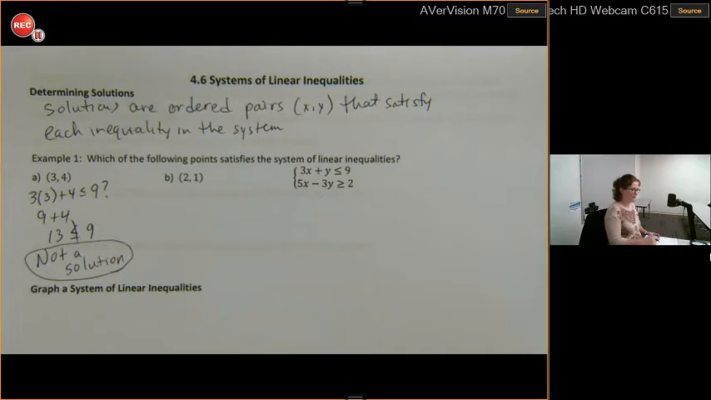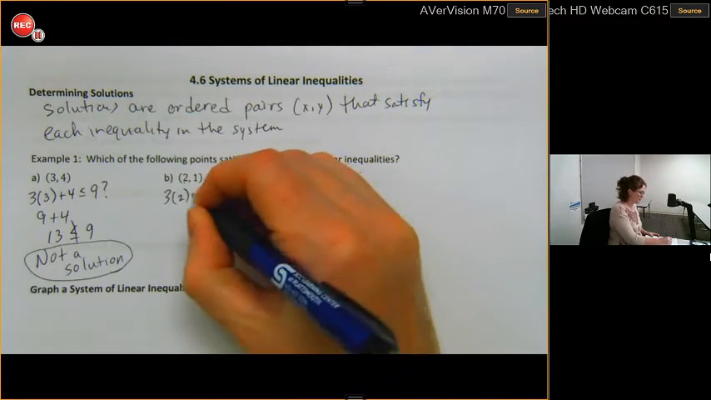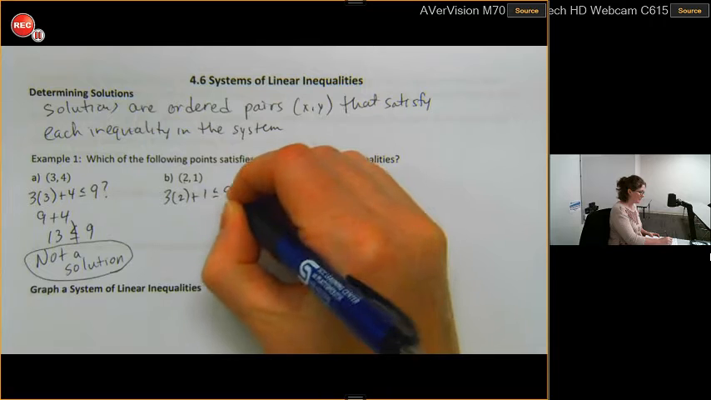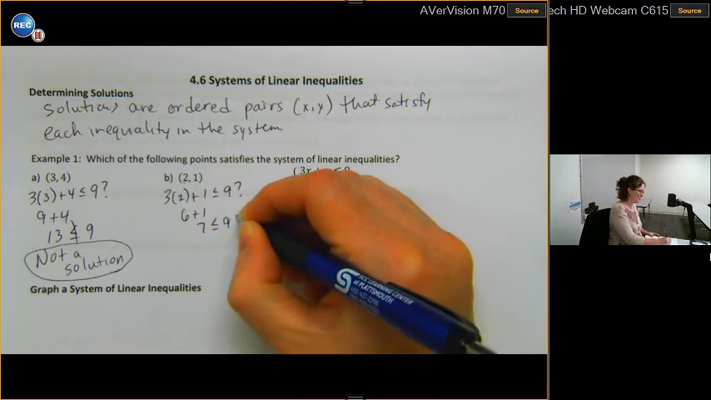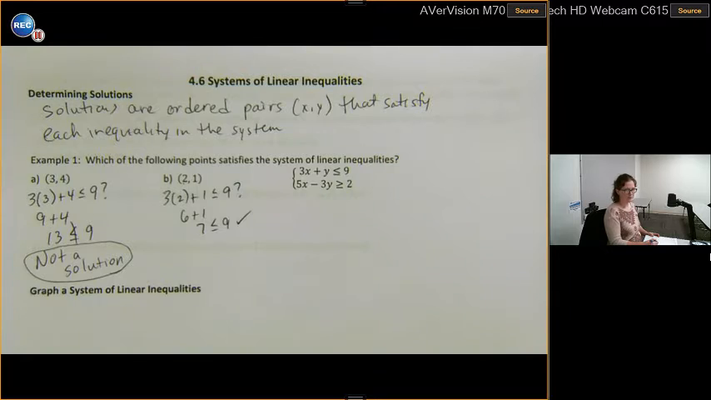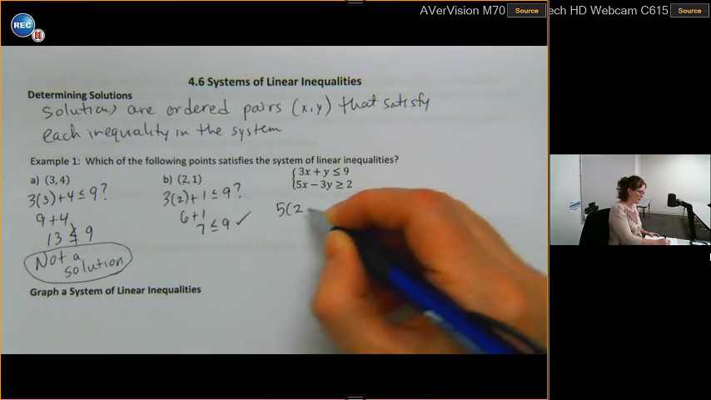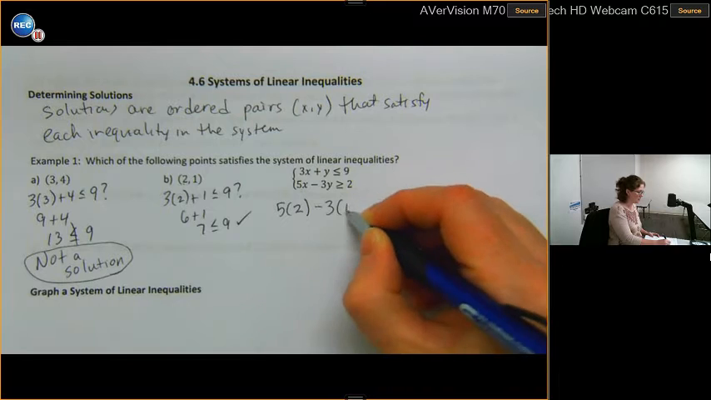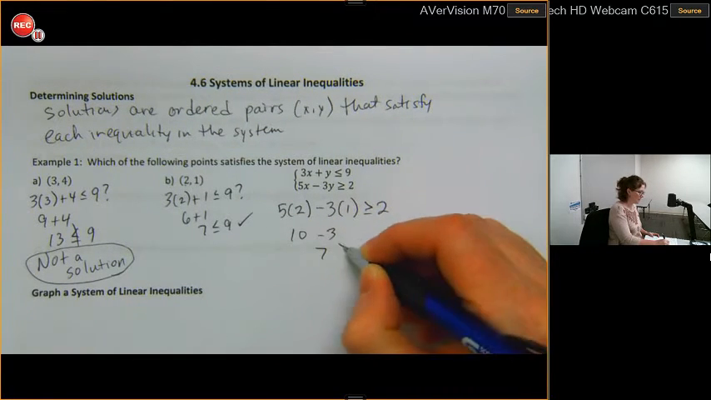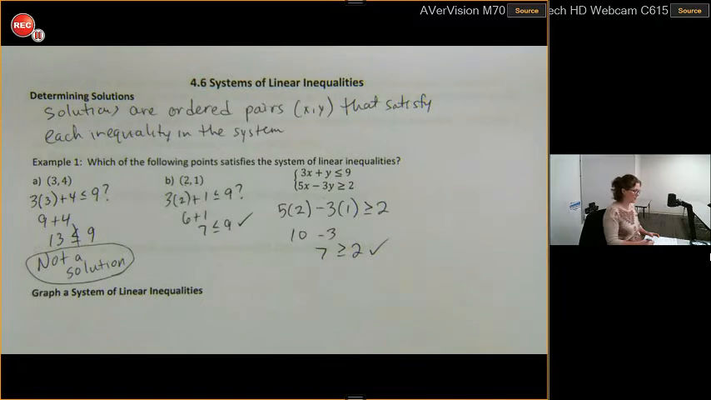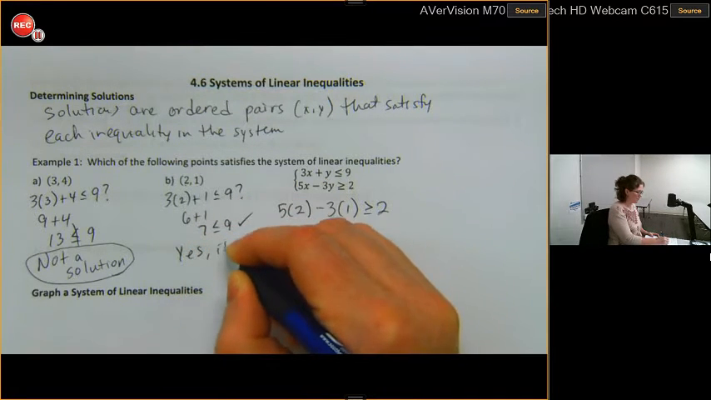Part B, I have the ordered pair 2, 1, so I put in the 2 and the 1, and I get 6 plus 1, which is 7, which is indeed less than or equal to 9. And then I go to the next equation and I try the 2, 1 in there to make sure that it works. So we have 10 minus 3, which is 7, which is indeed greater than or equal to 2. So that means that the ordered pair 2, 1 is a solution.